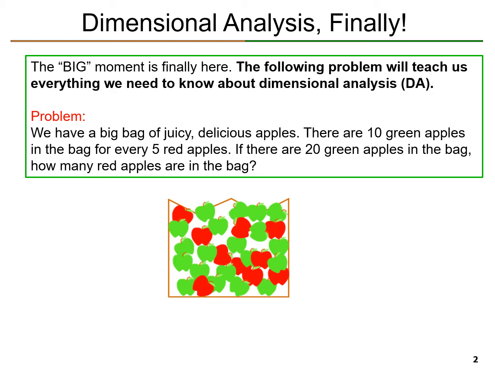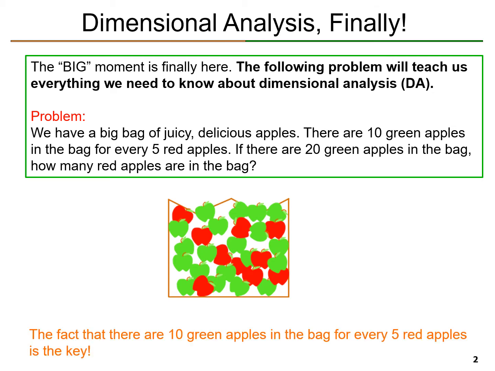So using dimensional analysis, we don't have to guess. This technique is proven to give you the correct answer every time. The fact that there are 10 green apples in the bag for every 5 red apples is the key.